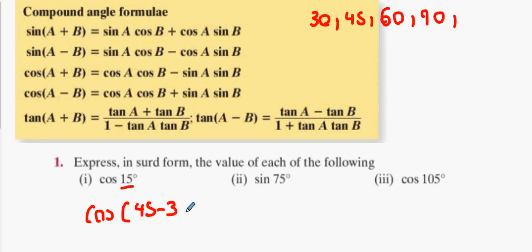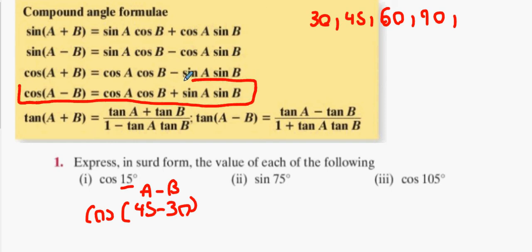Now, do you see the way that's like cos A minus B? Yeah? Do any of you see the cos A minus B formula above? Where is it located? That's it there, isn't it? So what do you think I can write down here then? Cos 45, cos 30, yeah. Sin 45.